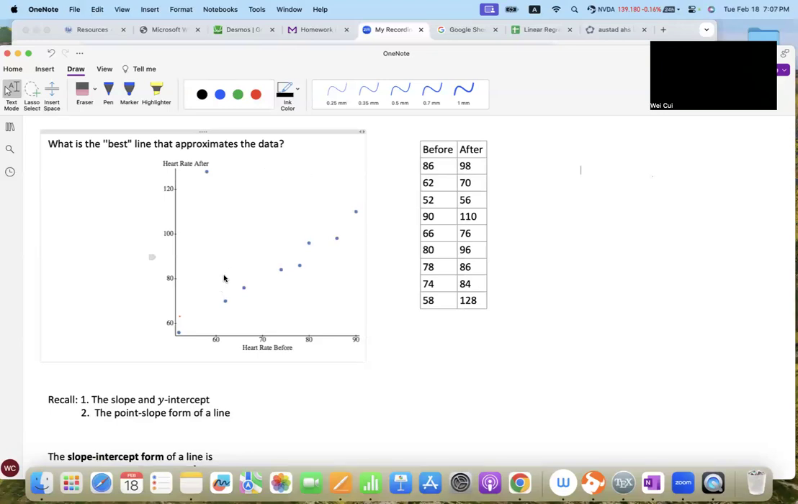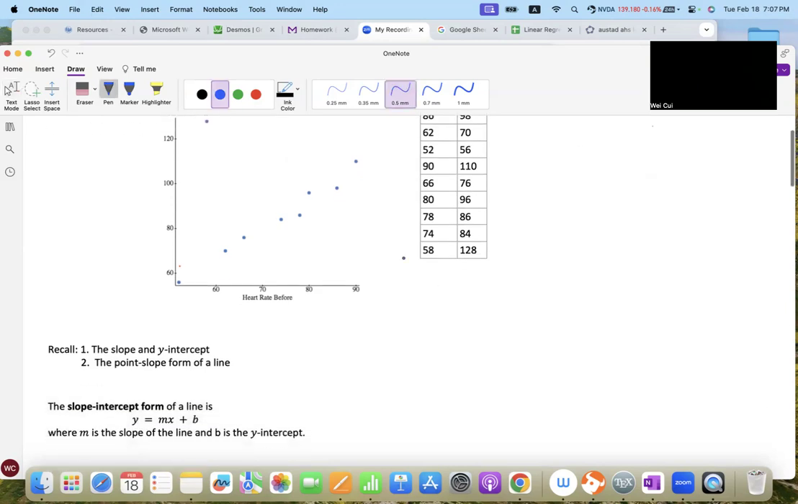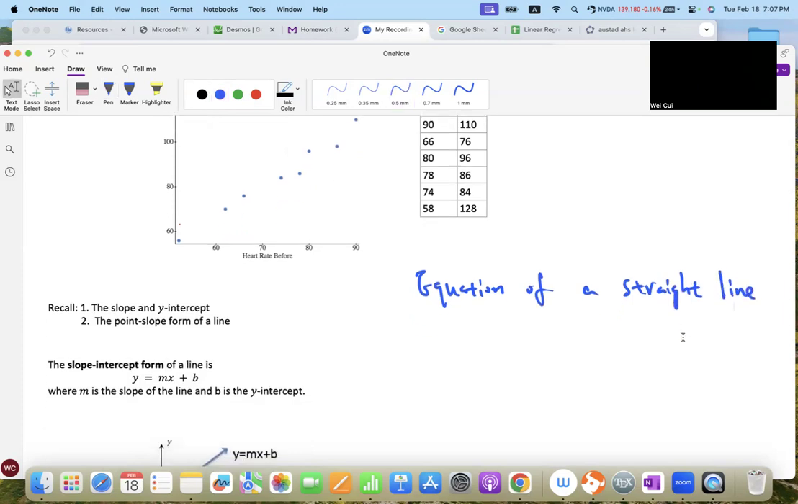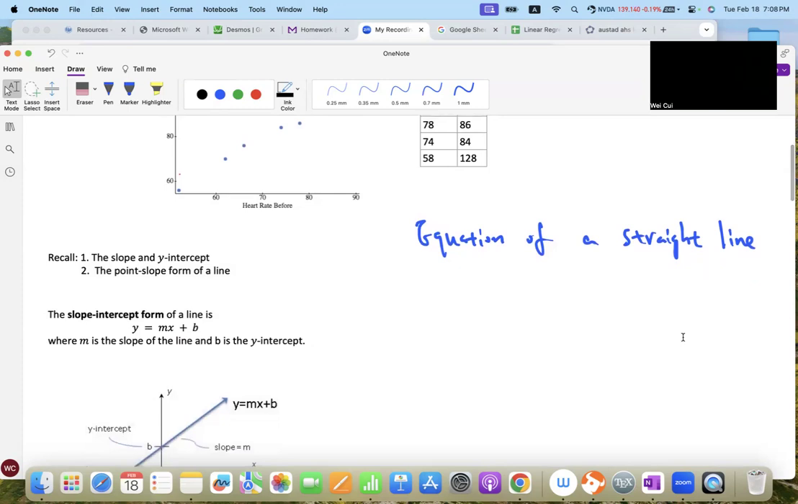Here we're going to use the knowledge about a linear equation. What does the equation of a straight line look like? In algebra, we have learned that there is more than one way we can define an equation of a straight line. But here we only use one type of equation, that is called the slope and intercept form.